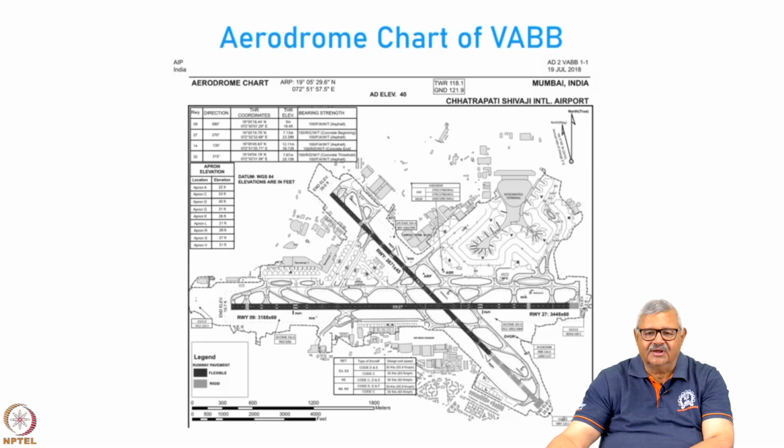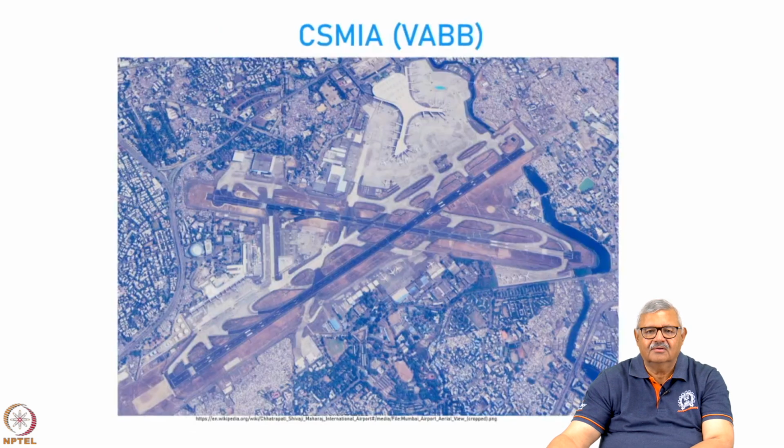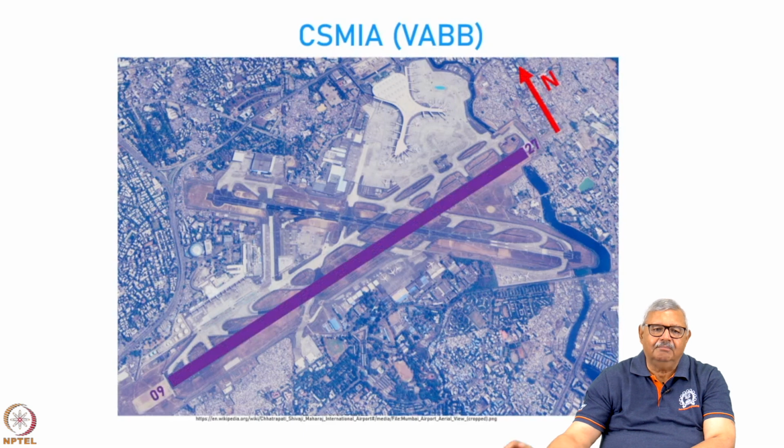In AD2 VABB 1-1, published on 19 July 2018, here is the airport diagram or airport chart of Mumbai airport. As you can see, Mumbai airport has 2 cross runways. Here is the aerial photograph of the Chhatrapati Shivaji Maharaj International Airport, or VABB, with the 2 runways, and to set the context right, here is the north direction. So at Mumbai airport we have one main runway which is 09/27. 09 means it is aligned at 90 degrees from the north and 27 means it is aligned at 270 degrees from the north.